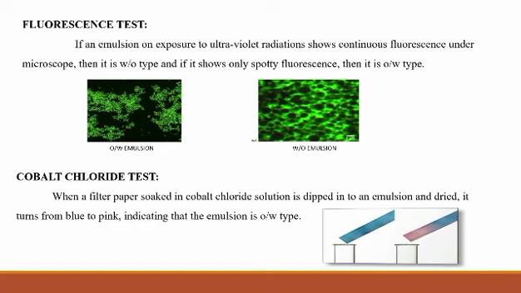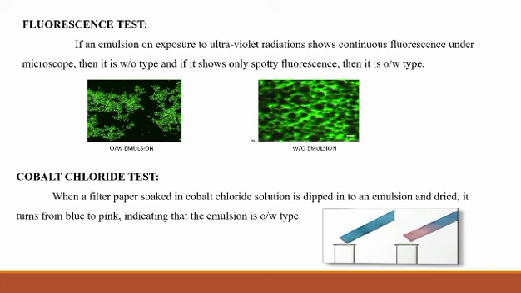If the filter paper turns from blue to pink, it indicates that the emulsion is an oil in water type emulsion. So if the cobalt paper turns pink, it denotes an oil in water type emulsion. We can easily see this in the first image, which shows that we are soaking the filter paper in the cobalt chloride solution.